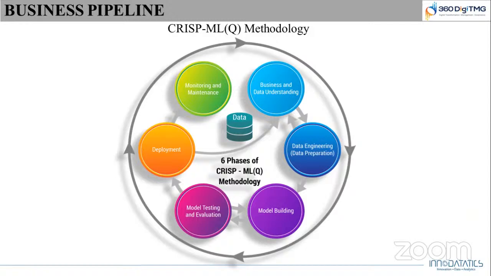The fourth phase of the CRISP-ML is model testing and evaluation. Once the model is built, we have to test and evaluate the model and get the appropriate accuracy. Once all these are done, we will move to the deployment part, where we integrate our model into the existing software system. The sixth phase of the CRISP-ML is monitoring and maintenance. Once the machine learning model is put into production, it is essential to monitor its performance and maintain it.